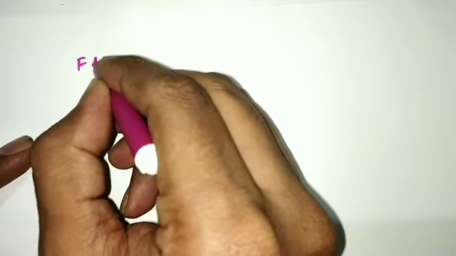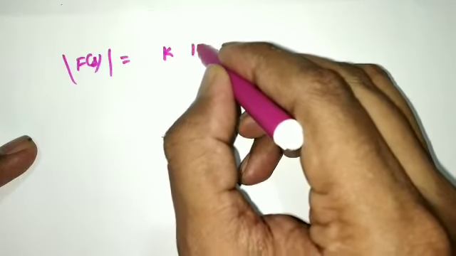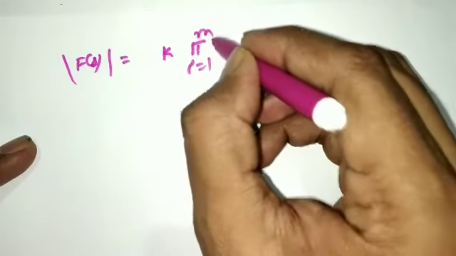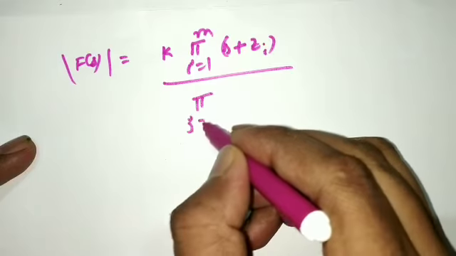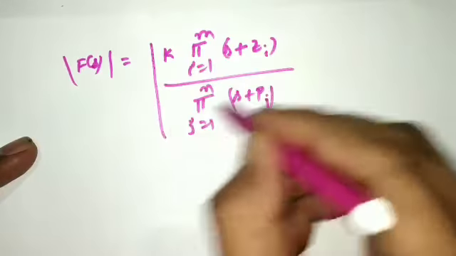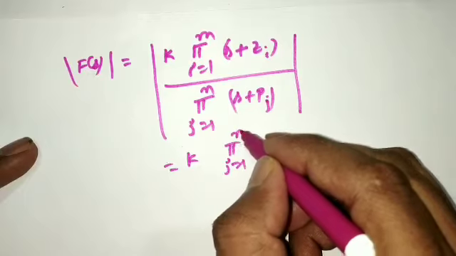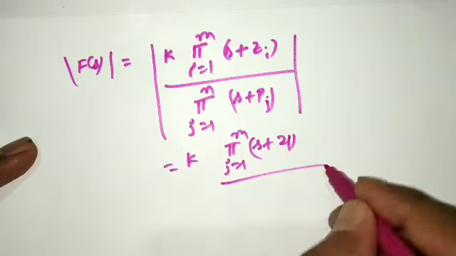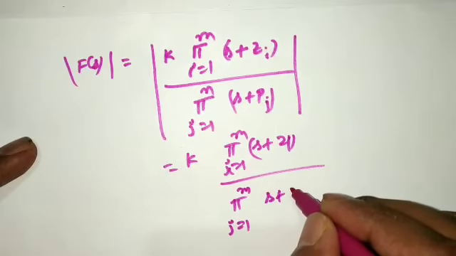So the magnitude condition: the magnitude of f of s is equal to k times the product of the magnitudes of (s plus z_i), divided by the product over j equals 1 to n of the magnitudes of (s plus p_j).